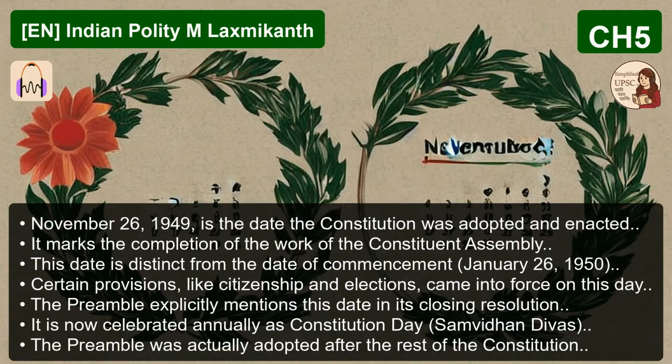That opening declaration, we, the people of India, is not merely a formality. It is arguably the most powerful clause in the entire Constitution. It establishes the source of authority, right? It is the definitive statement that political sovereignty vests not in a monarch, not in an external power, and not even in the Constituent Assembly itself. It vests exclusively with the people of India.